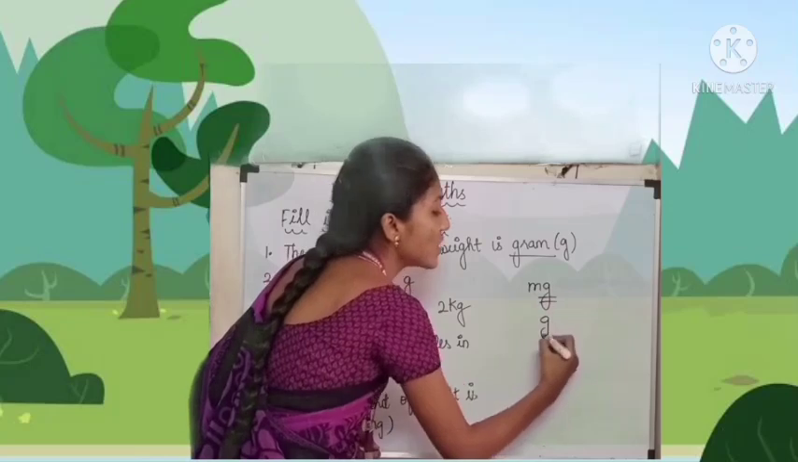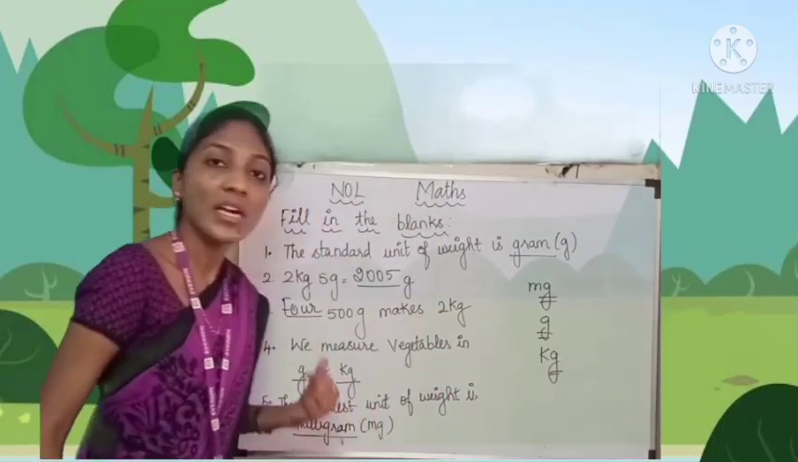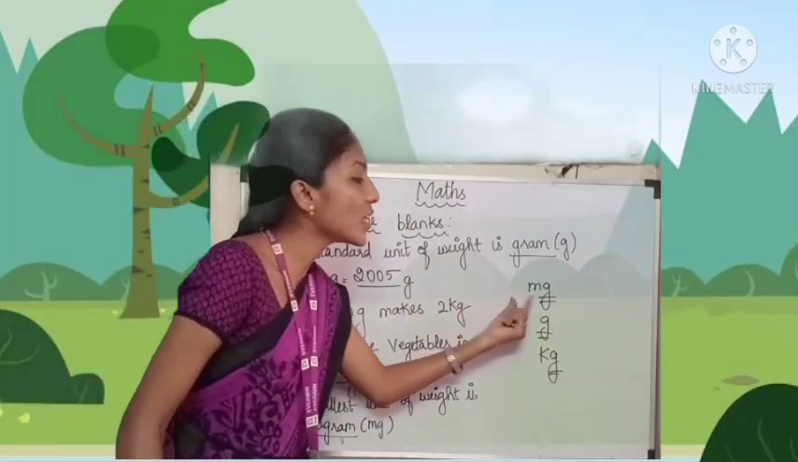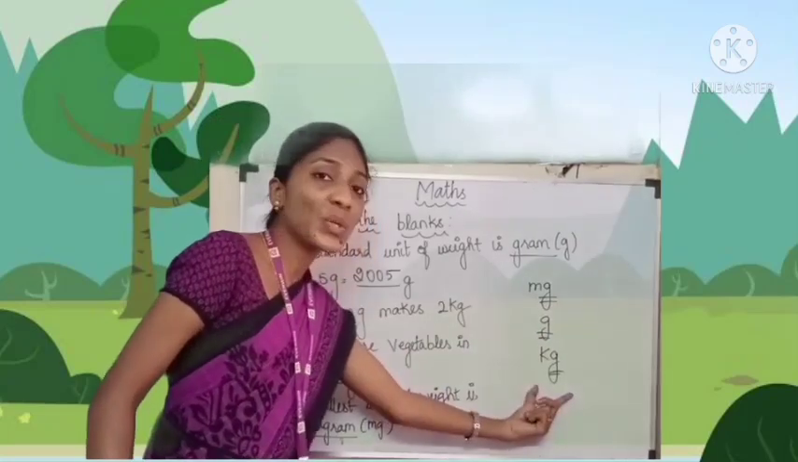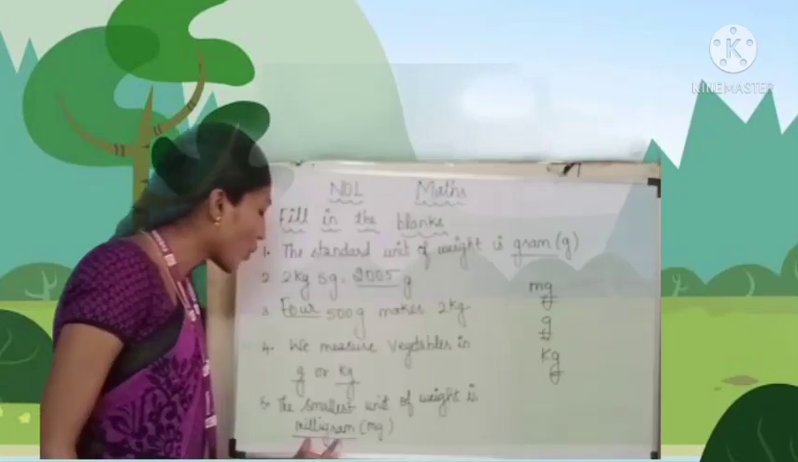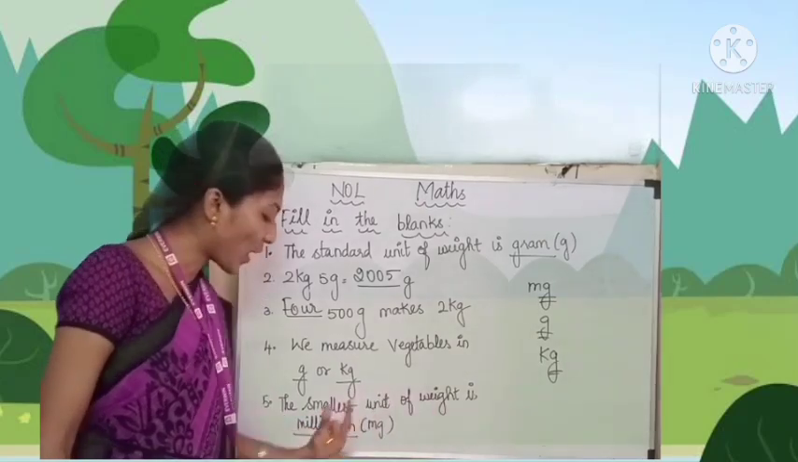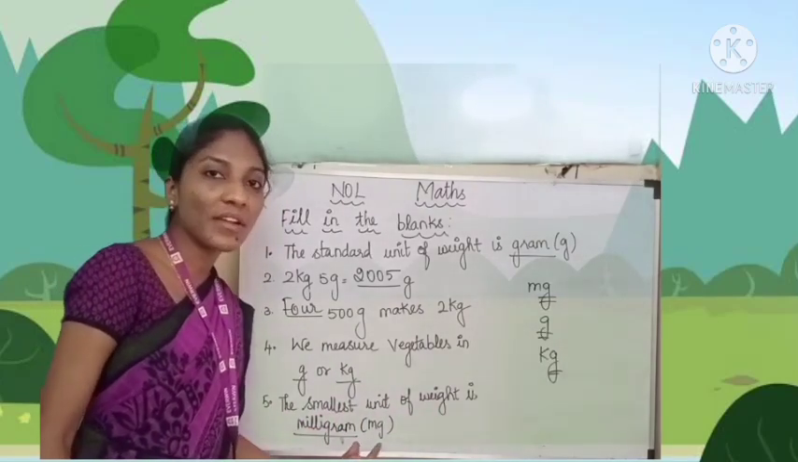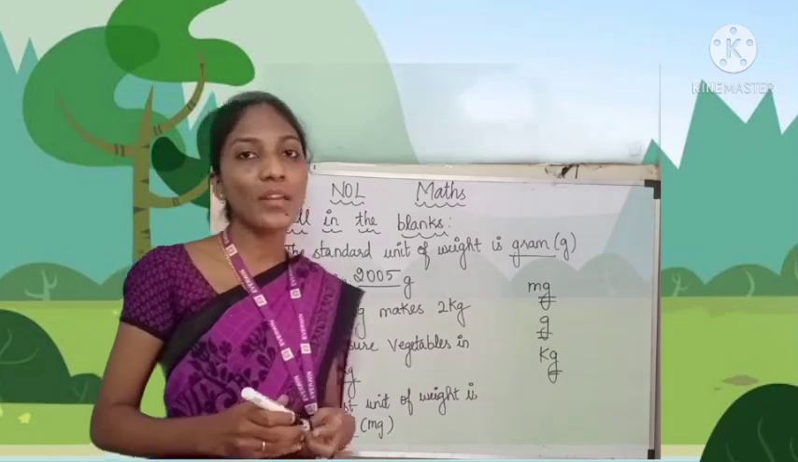Here, gram is the standard unit. Smallest unit is milligram. Biggest unit is kilogram. So the answer to the question is, the smallest unit of weight is milligram, or you can write it as mg. Okay, children. Next one.